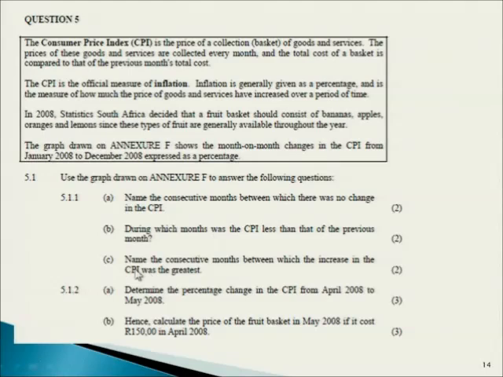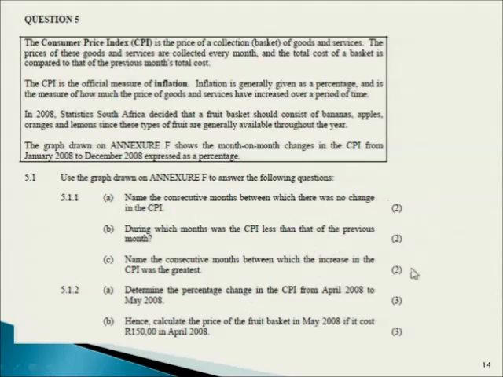Now let's look at the third one. Name the consecutive months between which the increase in the CPI was the greatest. So what is the keyword here? The greatest. For those who are not sure, the word consecutive means the one after the other. So it will not be January, May, December. Consecutive means January, February, March, one after the other in a certain order. That is just some terminology because it often appears in papers.